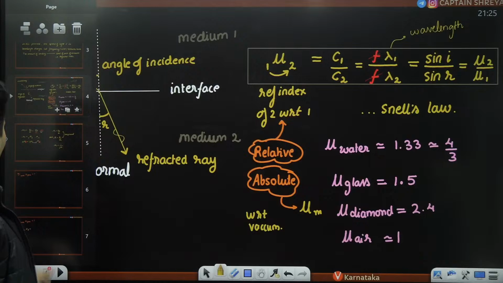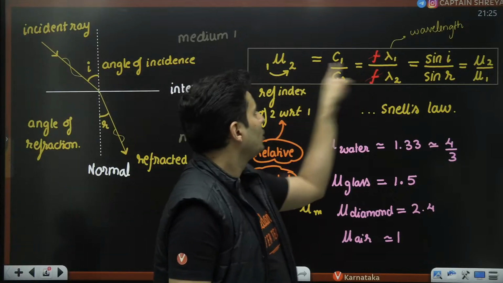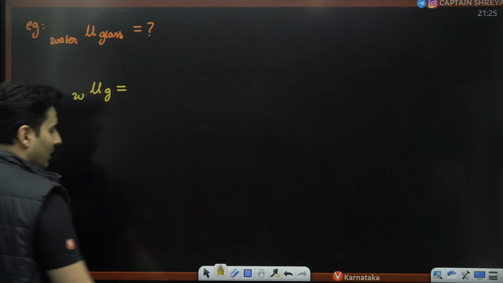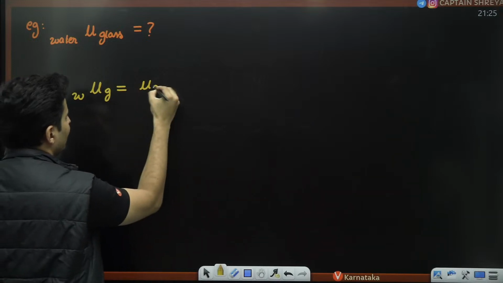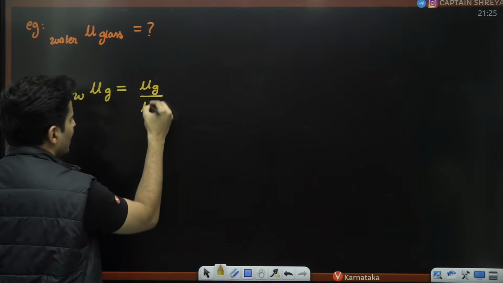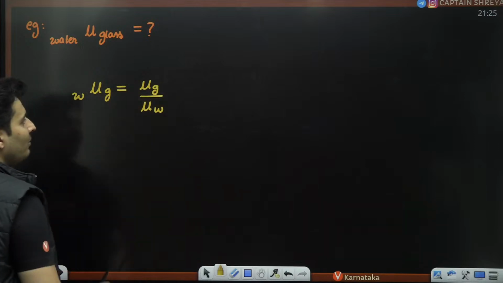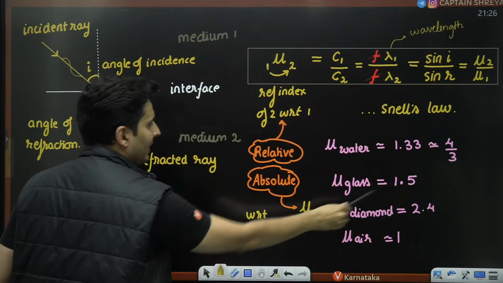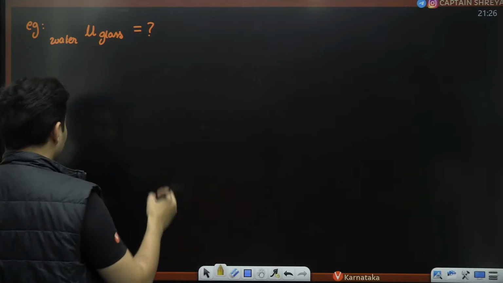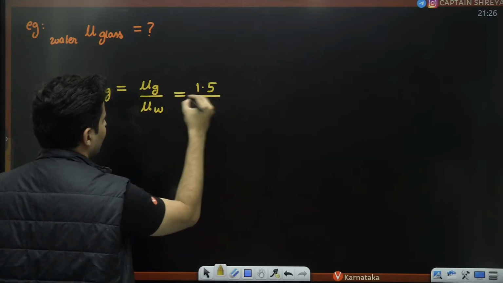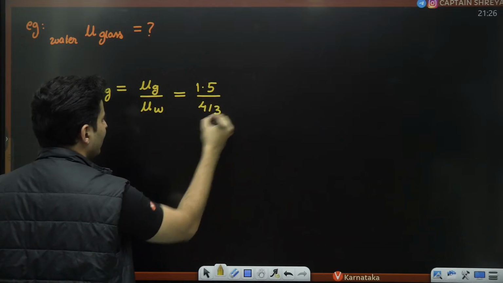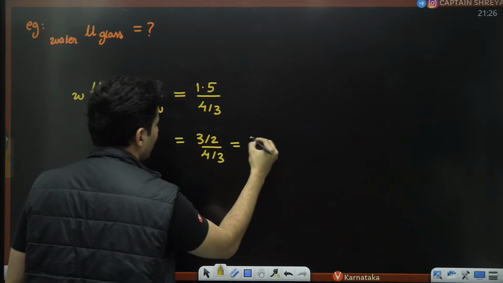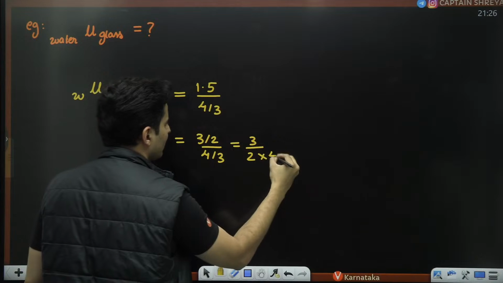Or I have another idea. I gave you one formula here: 1μ2, where 2 comes in the numerator and 1 goes in the denominator. That is, I think, even better. So why not write this as: this is the second one, so it goes in the numerator; this was the first one, so it goes in the denominator. μg by μw. Oh, I think now I know this. Refractive index of glass is 1.5, which is 3 by 2. And refractive index of water is 4 by 3. This 4 by 3 is as it is. You can also write it as 3 by 2, and this 4 is as it is over here.